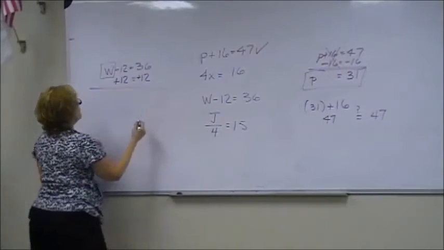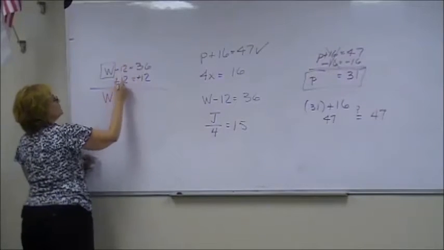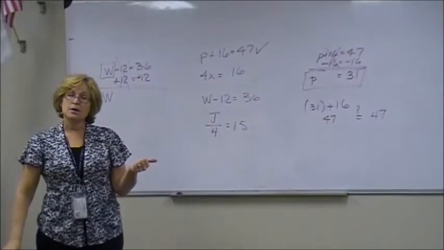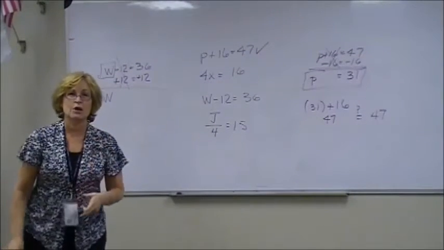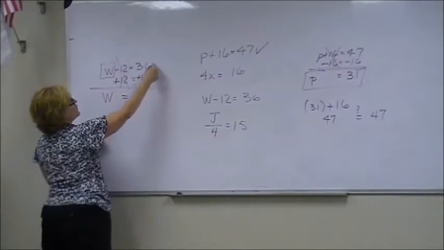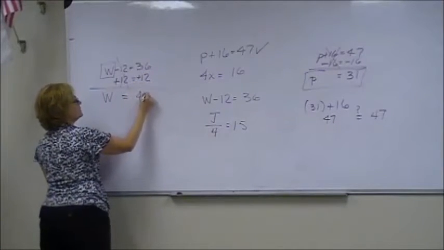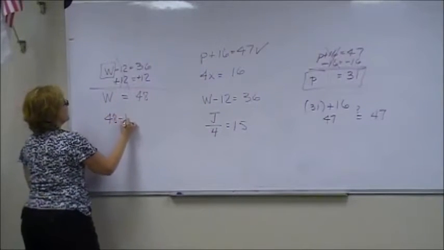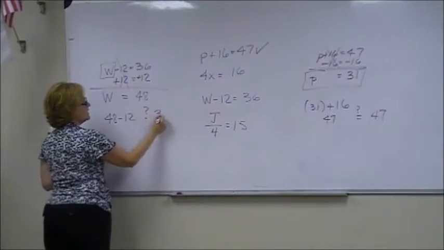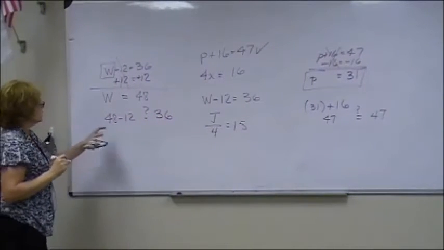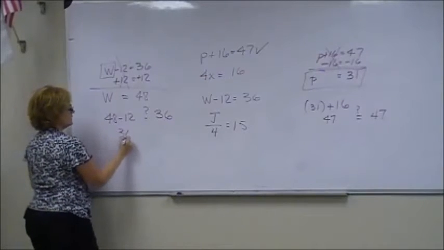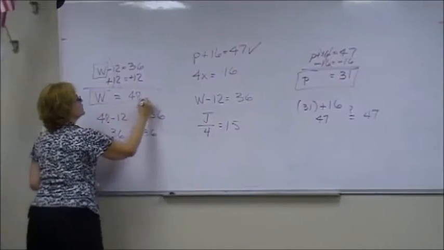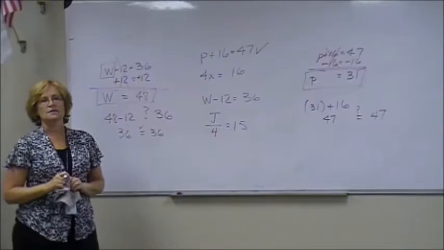So then I have equality, and I bring down my w. My 12s cancel each other out because there's that additive inverse. It says a number and its opposite will give me 0. And then I have equals, and then 36 plus 12 is 48. How do I make sure I'm correct? Plug it back in. 48 minus 12. The question is, is that equal to 36? So 48 minus 12, that would give me 36. So is 36 equal to 36? Boom, boom, check, check. My answer is w equals 48.